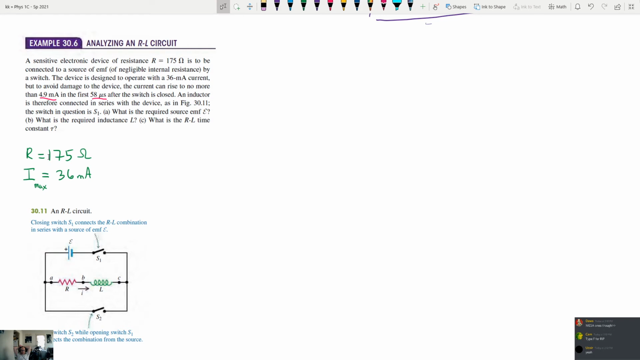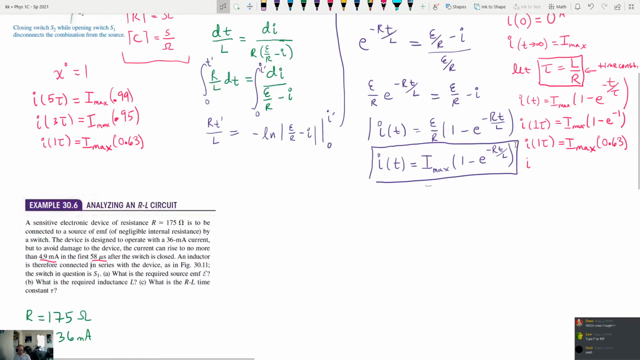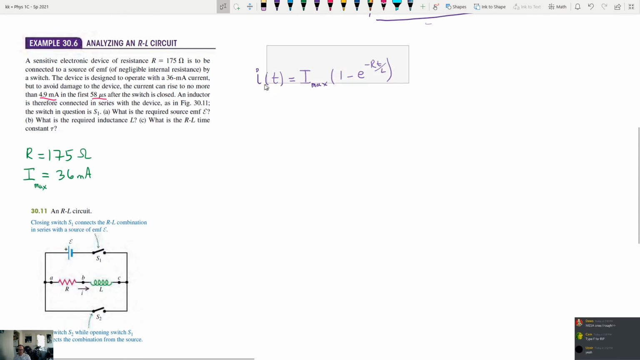We can solve for a variable. What variable? After 58 microseconds. Can we use this equation that we just derived? We know resistance. Yeah, we could use that. Imax. Yep, we have resistance. That's good. That's right there. We've got Imax.